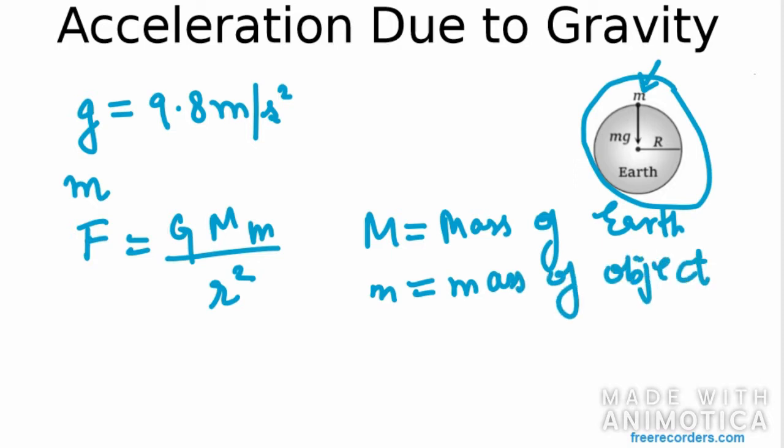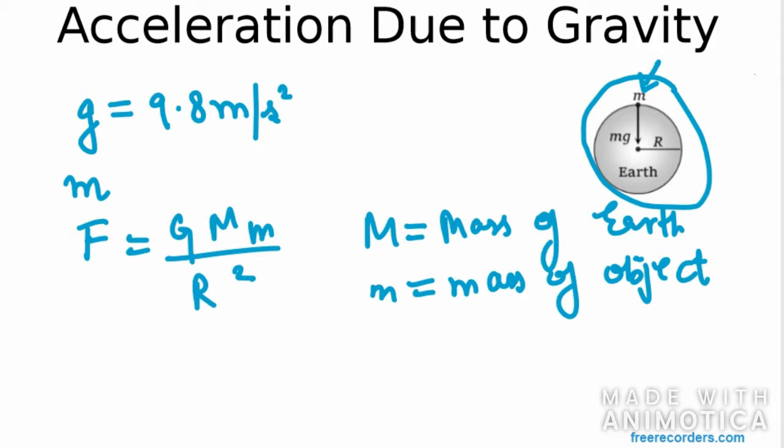Now as you can see, the distance between earth and the object is nothing but equal to the radius of the earth. So the small r will be the radius of the earth, or you can take it as big R as taken in the figure. So it will be r square. R is the radius of the earth.